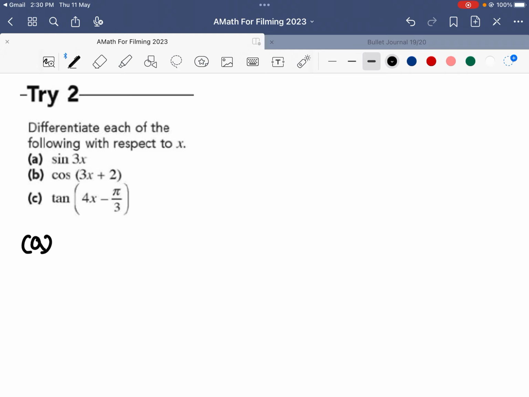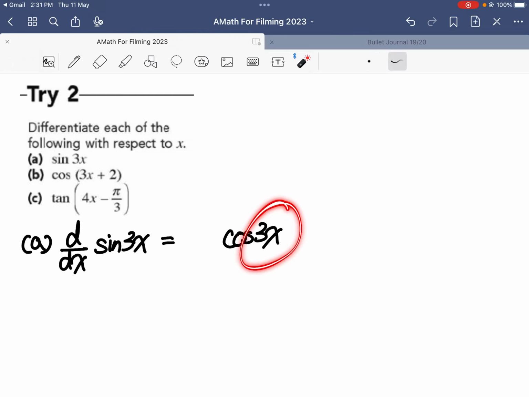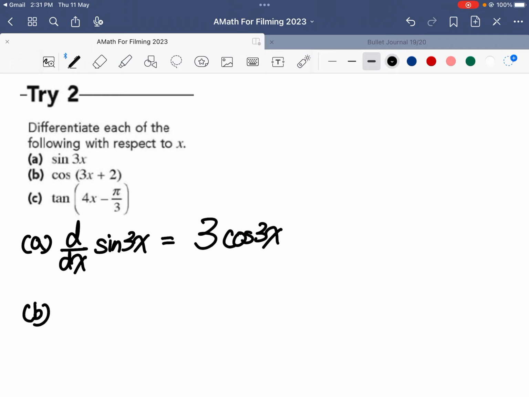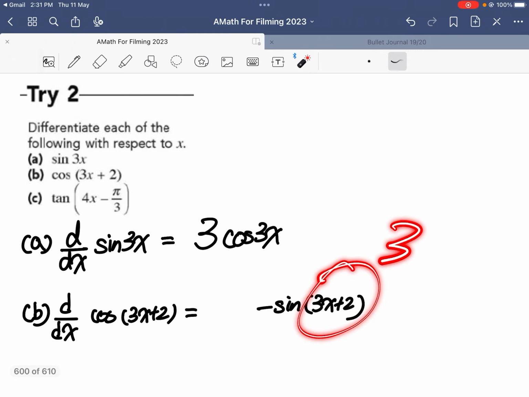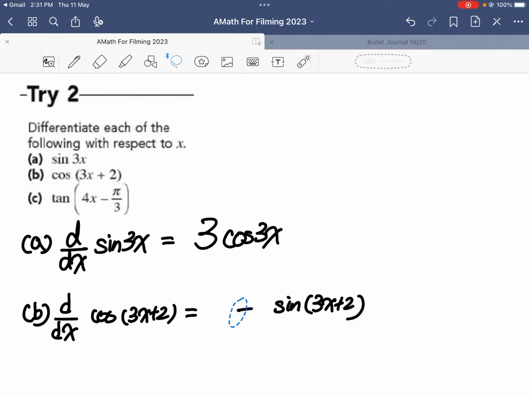Try 2a, I am differentiating sine of 3x with respect to x. Sine, you differentiate, gives me cosine of 3x. I differentiate what's inside the bracket, I get 3. So it's 3 cosine 3x. Similarly, if I'm differentiating cosine of 3x plus 2 with respect to x, cosine gives me negative sine of 3x plus 2. I differentiate what's inside the bracket, I get 3. So let me just shift my negative sign a bit and I put here negative 3.